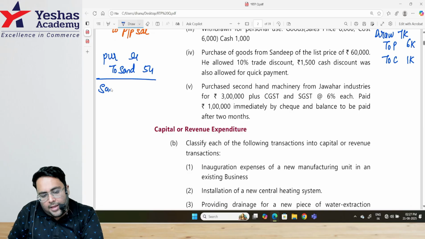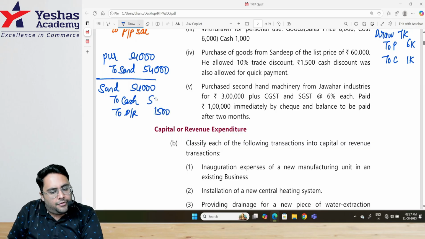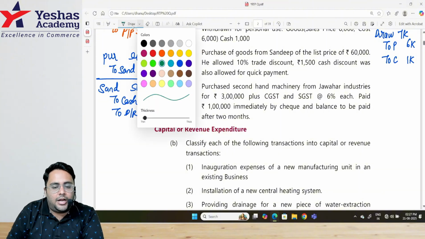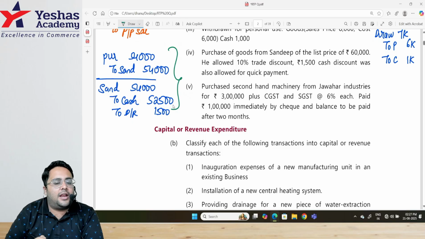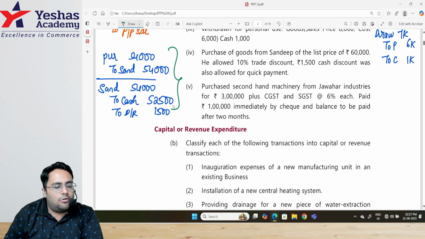Then we are going to make a payment. Sandeep account debit to cash, to discount received. 54,000 was the value payable. How much discount have I got? 1,500 discount. What is your amount paid? 52,500. Again, ICAI has combined both these entries together and recorded Sandeep account debit to cash, to discount received.